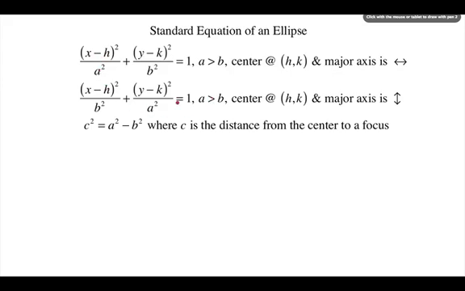In the same manner, this is an ellipse in which the major axis is vertical, center at (h, k). How do I know it's vertical? Because the a is greater than the b, and the a is below the y variable. And you remember this: c squared equals a squared minus b squared, where c is the distance from the center to a focus. Something you saw in Algebra 2, we're seeing it again.